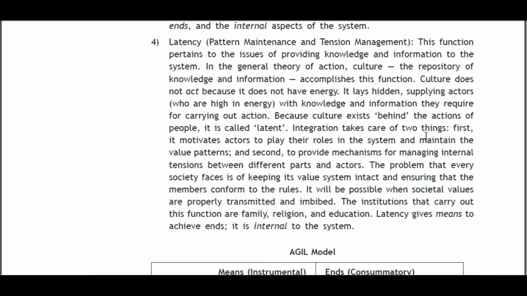Latency takes care of two things. First, it motivates the actors to play their role in the system and maintains the value patterns, and the second, to provide mechanism for managing internal tension between different parts of the actors. The problem that every society faces is of keeping its value system intact and ensuring that the members conform to its rules. It will be possible when social values are properly transmitted and imbibed. The institutions that carry out this function are family, religion, and education. Latency gives means to achieve ends. It is internal to the system.